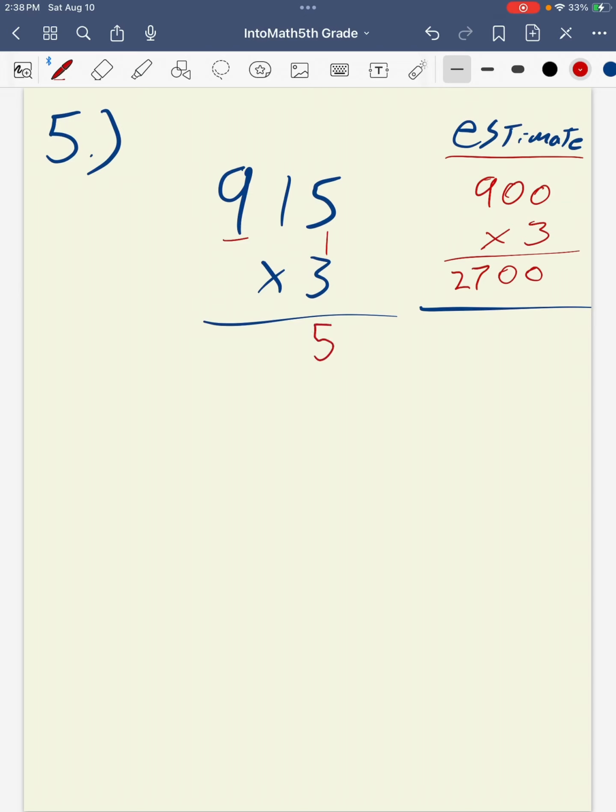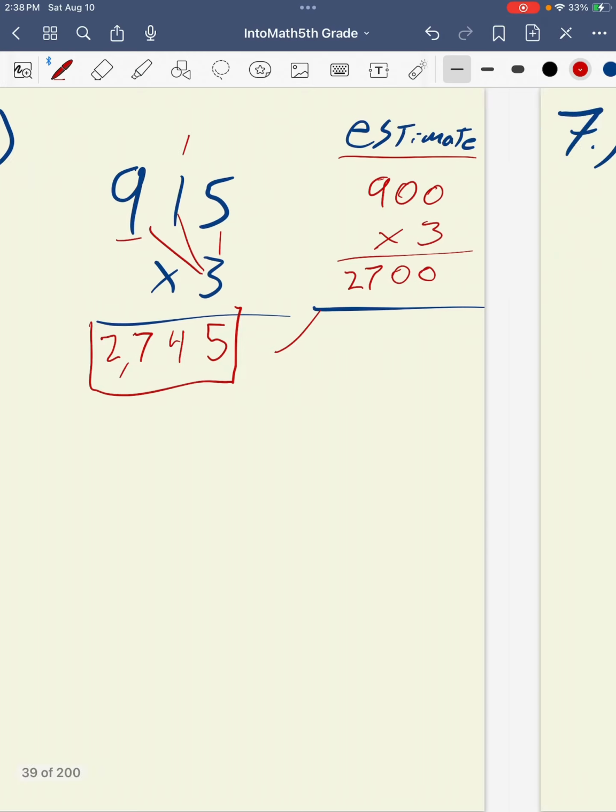So now I multiply out, starting with my ones. 3 times 5 gives me 15. I carry a 1 over into my tens category. 3 times 1 is 3, plus 1 gives me 4. And then lastly, I multiply times my hundreds place. 3 times 9 gives me a product of 27. My total product is 2,745, and this is reasonable because we estimated that it would be 2,700.